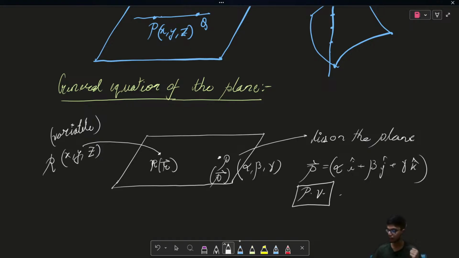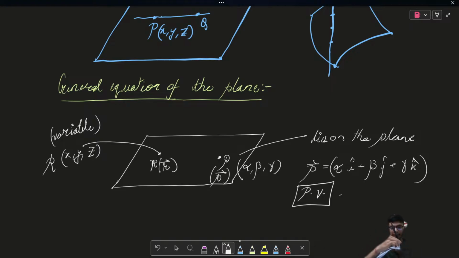Now, to understand this part, let me take an example. Let me take this particular page as a plane. Another very important parameter relating to a plane is the normal to the plane. Let us say I consider this pen as a normal vector to the plane.